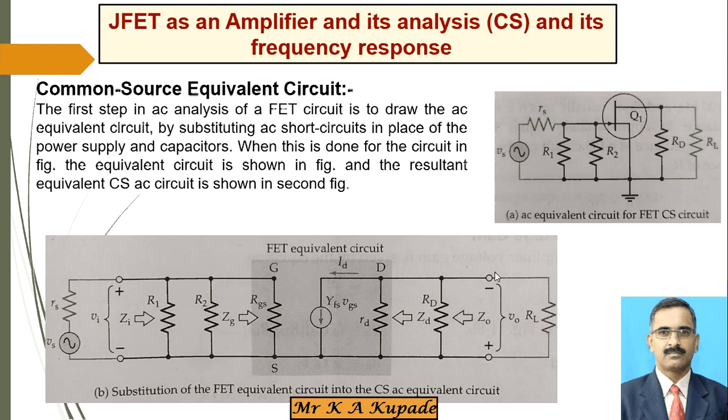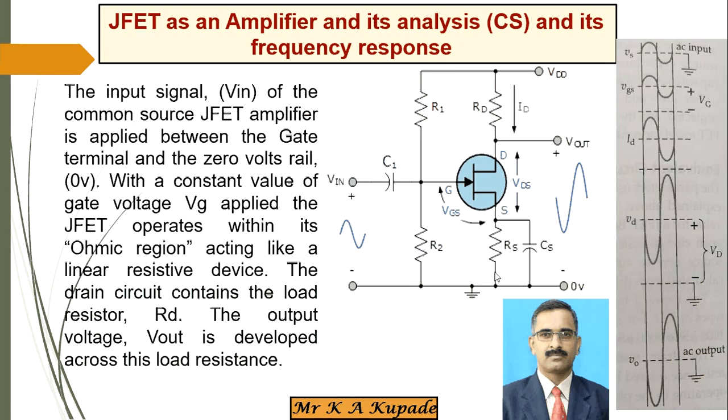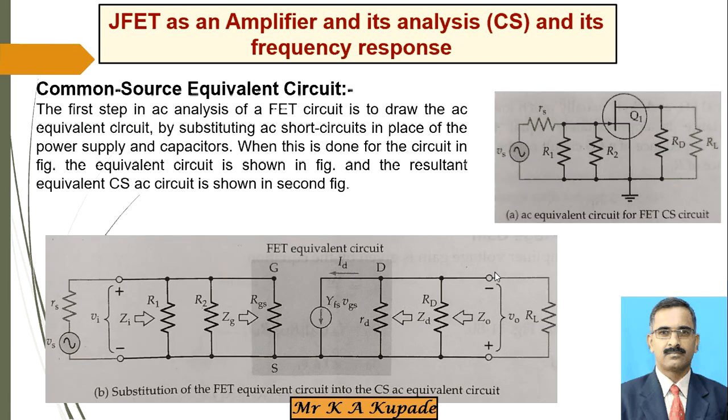So for that reason, the equivalent circuit of this particular common source circuit is shown here for this amplifier circuit. That means the original circuit is like this, right? And its equivalent circuits, first the AC equivalent and second the substitution equivalent, we are considering. From that we have to calculate the parameters Zi, then Zg, the impedance due to the gate, Zd for the drain, and Zo, that means the output. And accordingly we have to calculate all the parameters as well as the voltage gain.